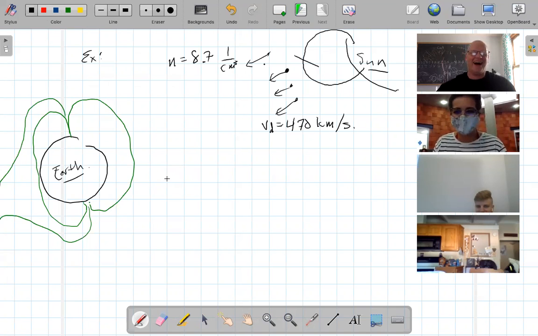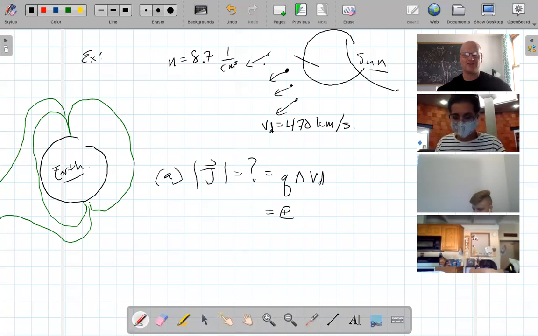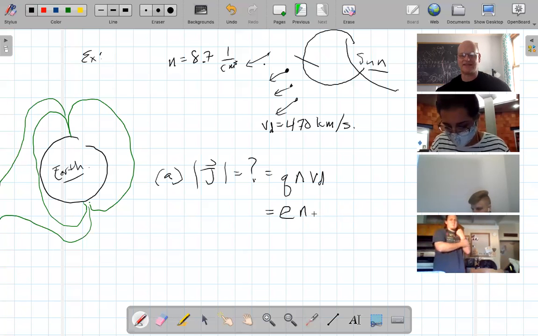So part A, we're looking for the current density. What's the magnitude of the current density? We now know that current density is equal to the charge of the charge carrier times the number density times the drift velocity. For us, we're talking about protons, so the charge of a proton is simply the fundamental charge, times the number density, times the drift velocity again.